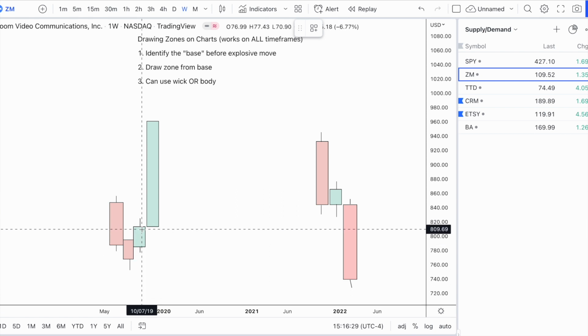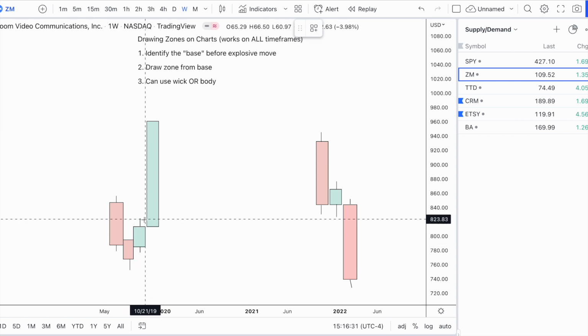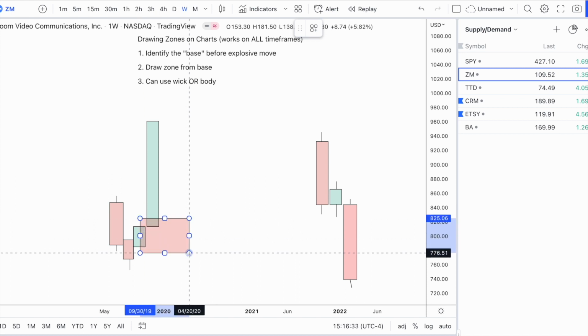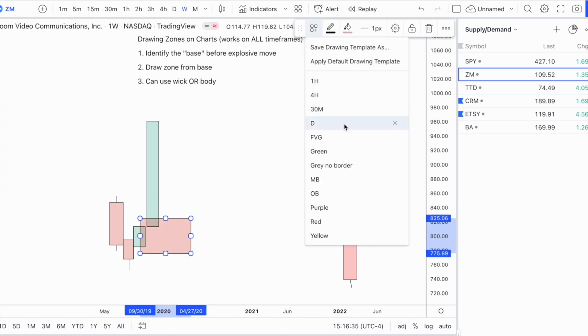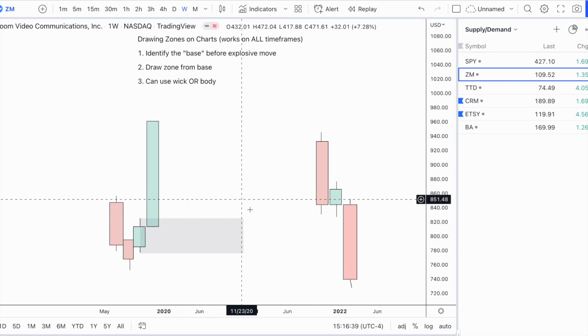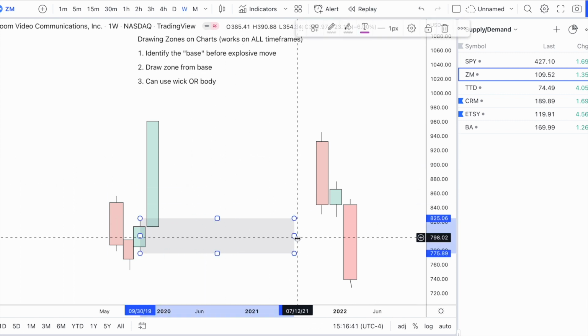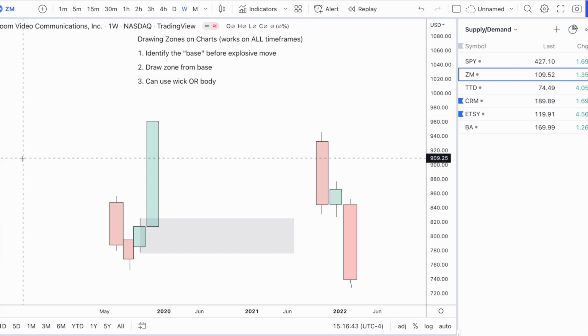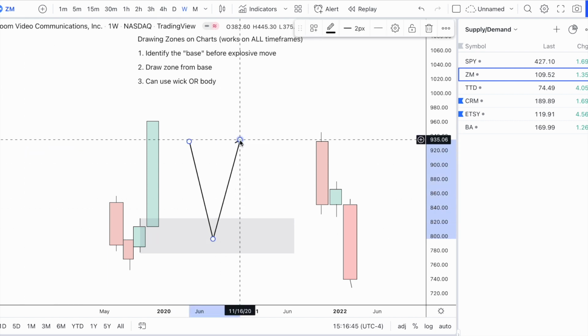So we're going to go to the candle right before it, which is this green candle here, okay? And we're just going to draw a zone, right? So we're going to take that candle from the high of the wick down to the low of the wick. Let me make that gray. And that's going to be our demand zone. We extend that, and then as price goes back into it, we would expect to bounce out of that zone, okay?